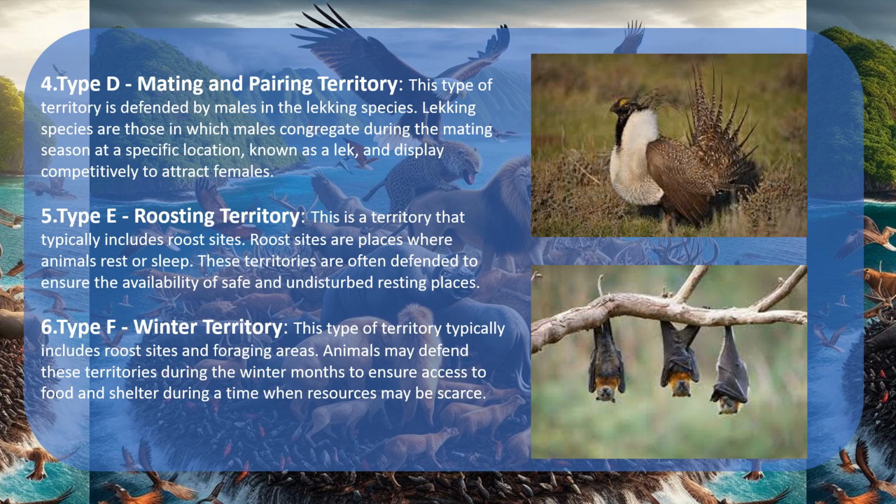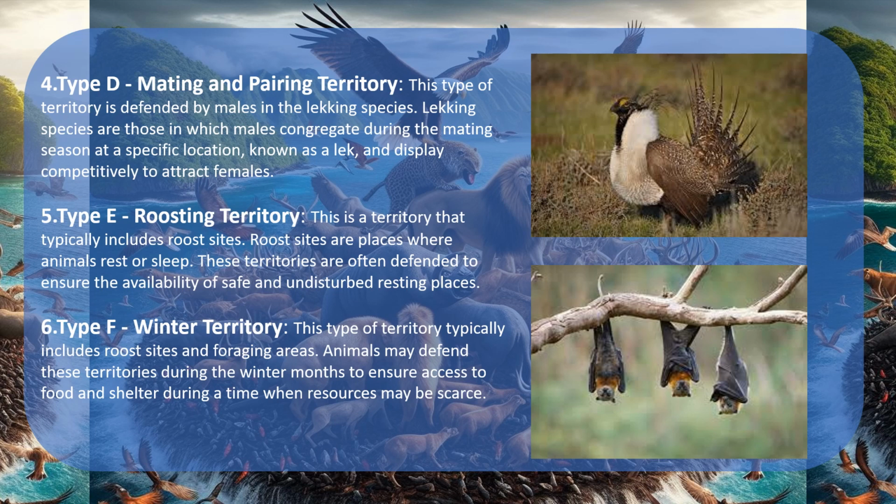This type of territory is defined by males in the lekking species. Lekking species are those in which the males congregate during the mating season at a specific location known as a lek and display competitively to attract females.